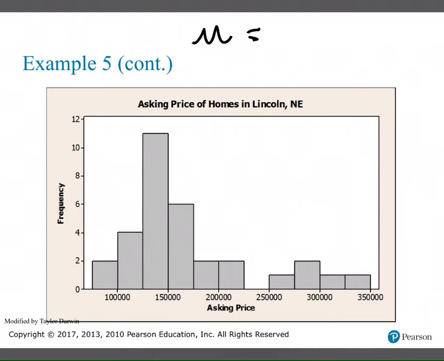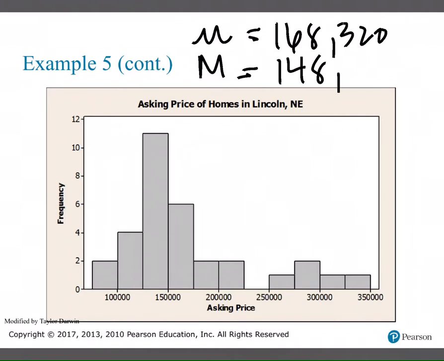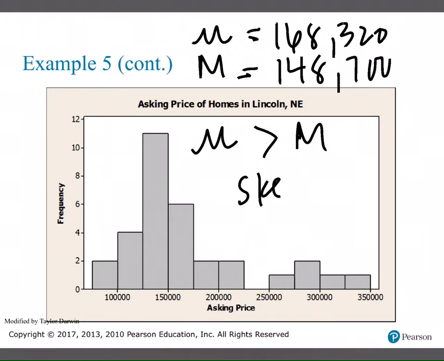So for my mu, I would actually end up getting 168,320. And I'm going to write my median again, which was 148,700. So if you're going to compare these, mean to median, what is the relationship? My mean is greater than my median. Whenever this happens, we have a skewed right.